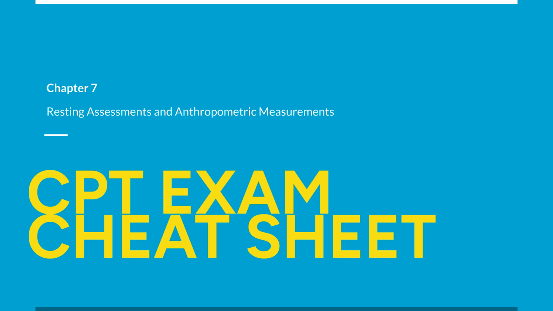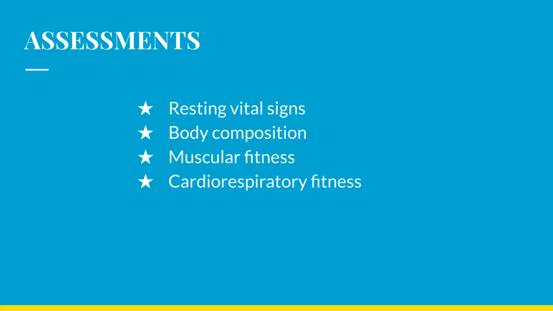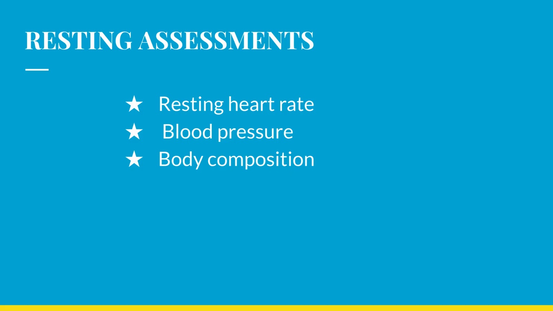Hi guys, welcome back. Today we are going to be diving into Chapter 7 of the Certified Personal Training Exam. This chapter is focused on resting assessments and anthropometric measurements. This video will cover several key assessments, including resting vital signs, body composition, muscular fitness, and cardiorespiratory fitness. Resting assessments specifically include measuring resting heart rate, blood pressure, and body composition.